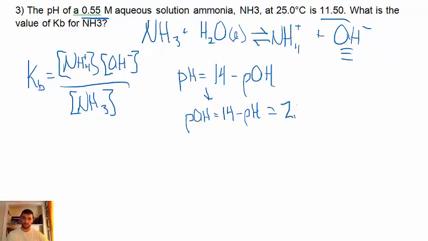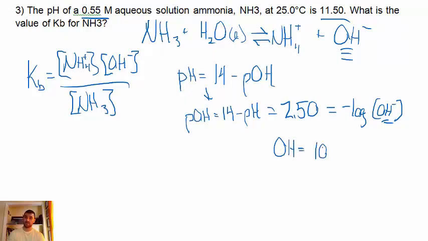So the pOH is 2.5, which is equal to the negative log of the OH concentration. So now we can figure out the OH concentration. OH is going to equal 10 to the negative 2.5. And that's just algebra from here. I get an OH concentration of 3.16 times 10 to the negative 3. So now we know the OH concentration, which is helpful because the OH concentration is equal to the NH4 concentration. They're equal to each other. So if I know one, I know the other.